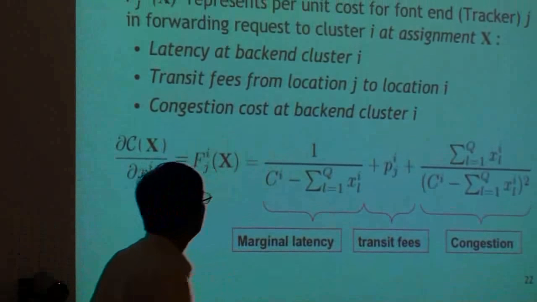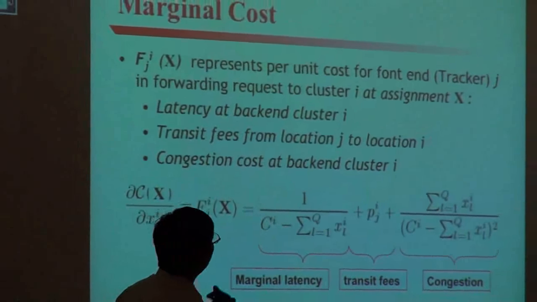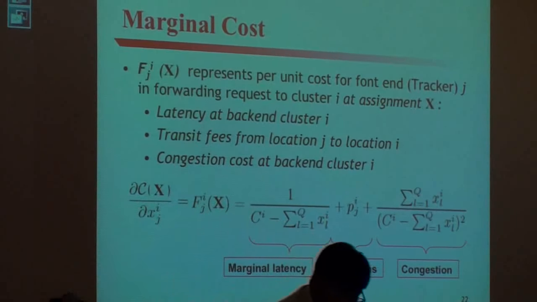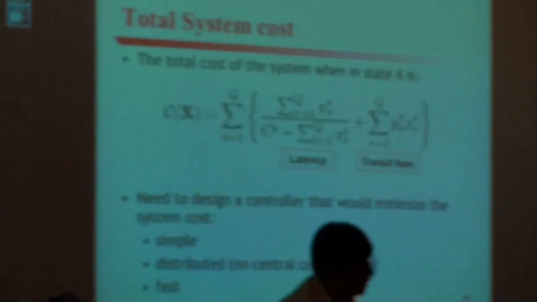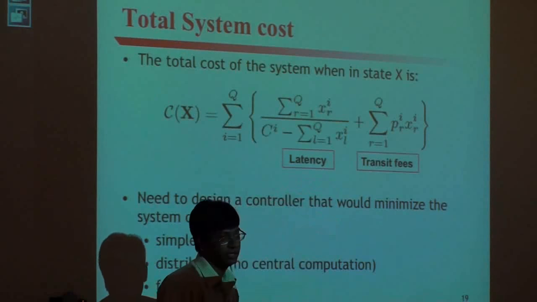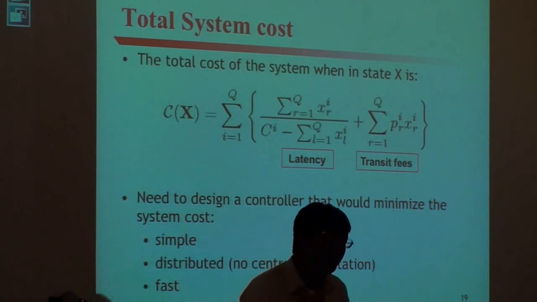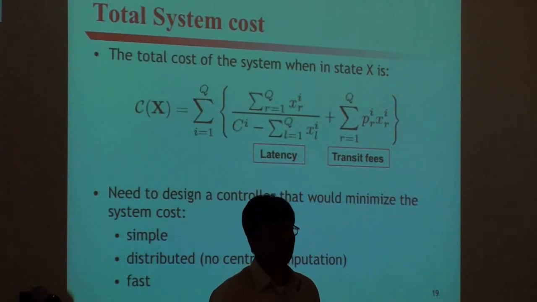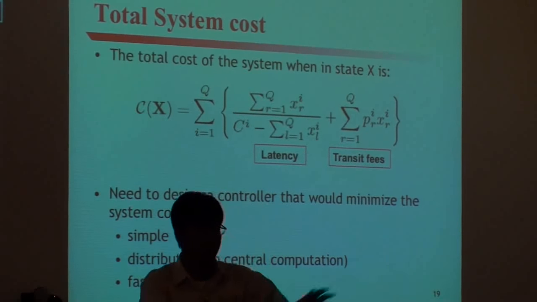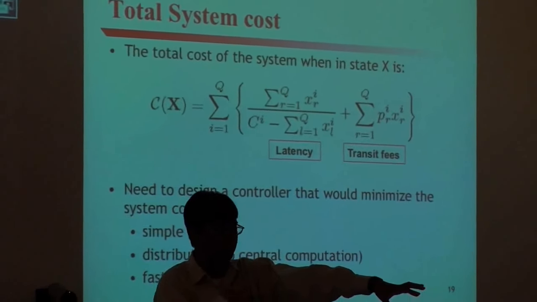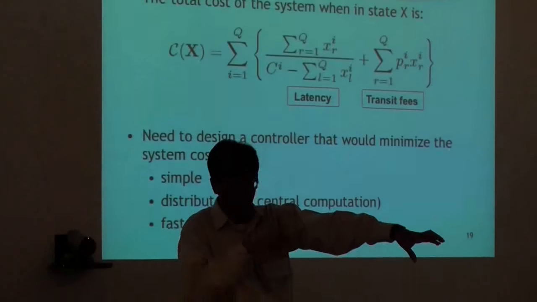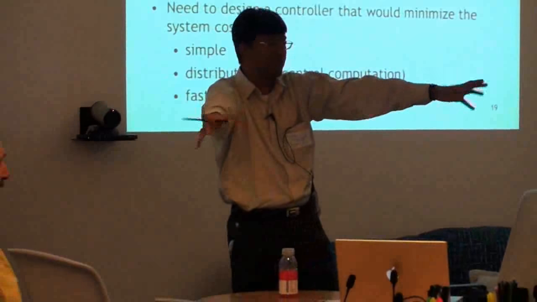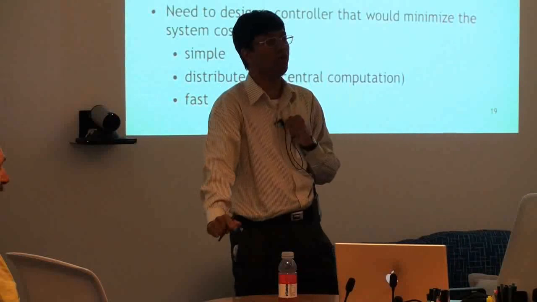But before doing that, I need to know what the per unit cost is going to be. So what does this mean? I told you that the total cost of the system is the total latency plus total transit fee. Now the question is, if I take a decision on how much load to send to a particular cluster, how does this cost change? So for example, I have two clusters, and I have an arrival rate of requests coming in. Now if I move some to one cluster and some to the other, maybe it's good, maybe it's bad. The question is, how good or how bad is it?